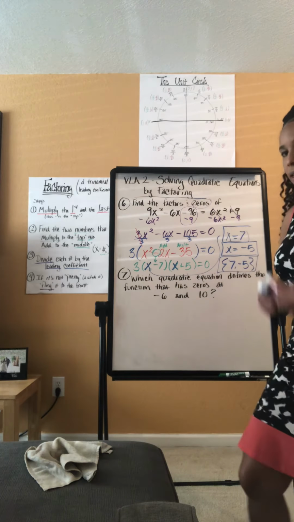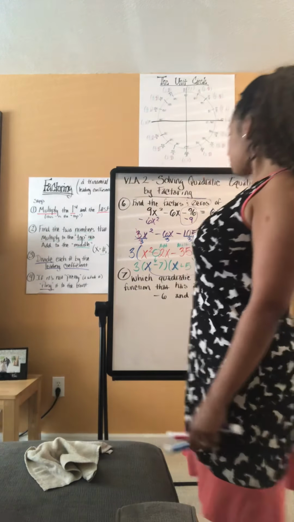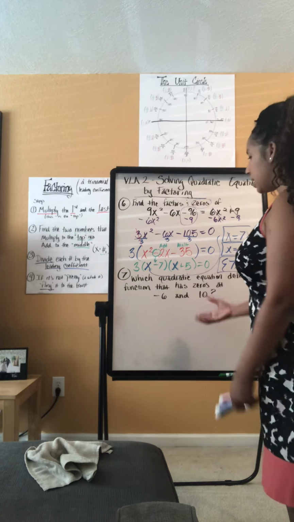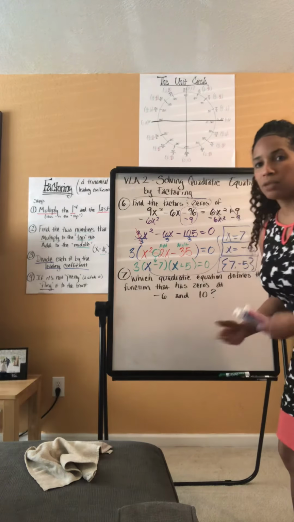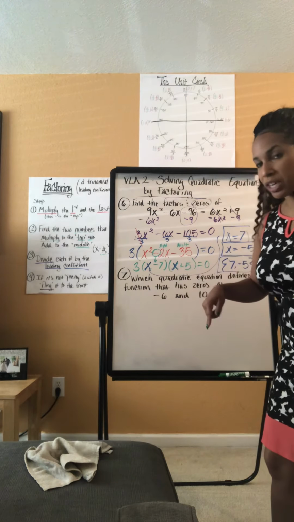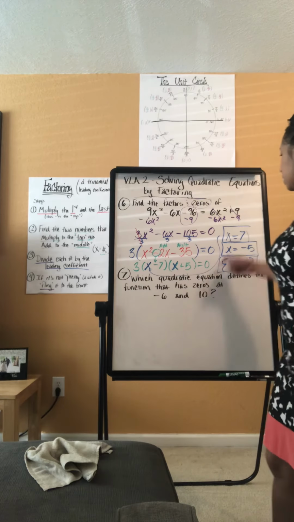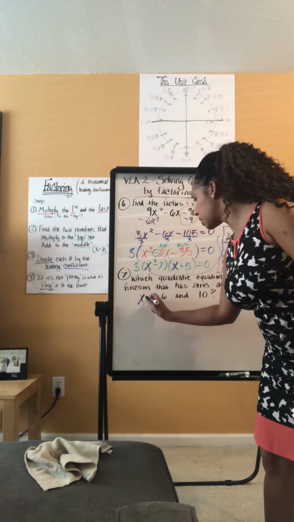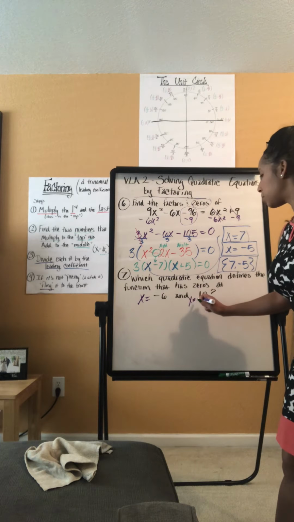All right. Number 7. Which quadratic equation defines the function that has zeros at negative 6 and 10? This one is actually asking you to work backwards. They gave you the answers. They want the question that it came from. So it's like they gave you x equals negative 6. They told you x equals negative 6. And they told you x equals 10.